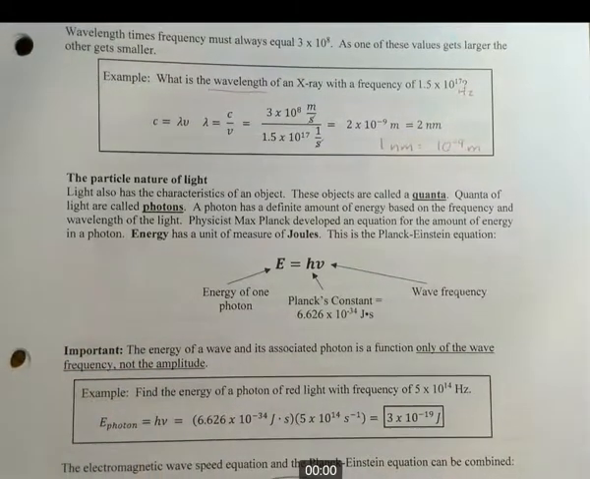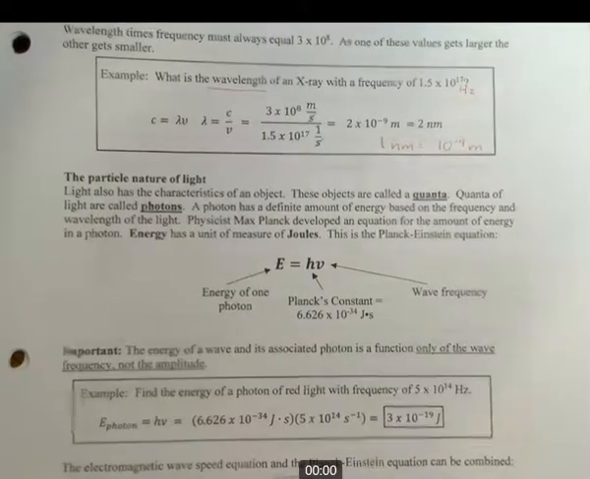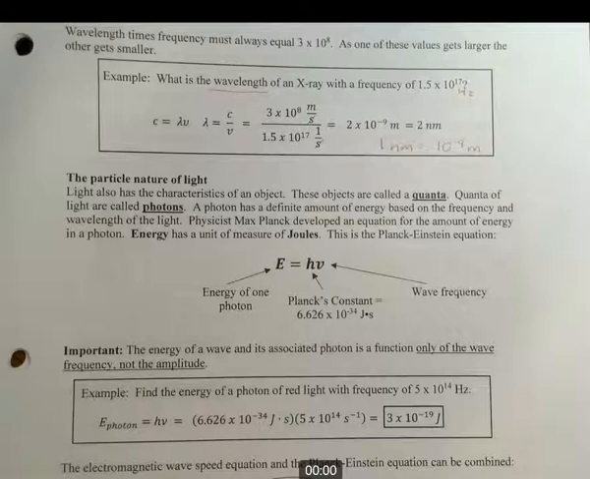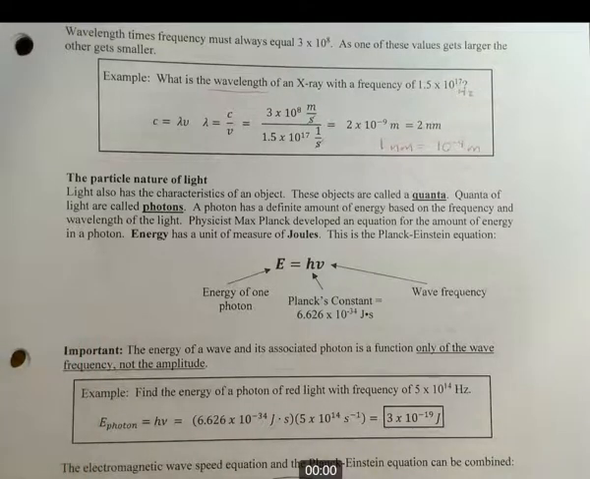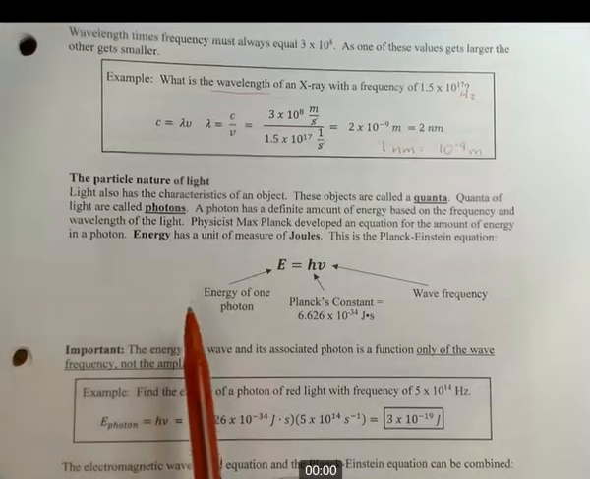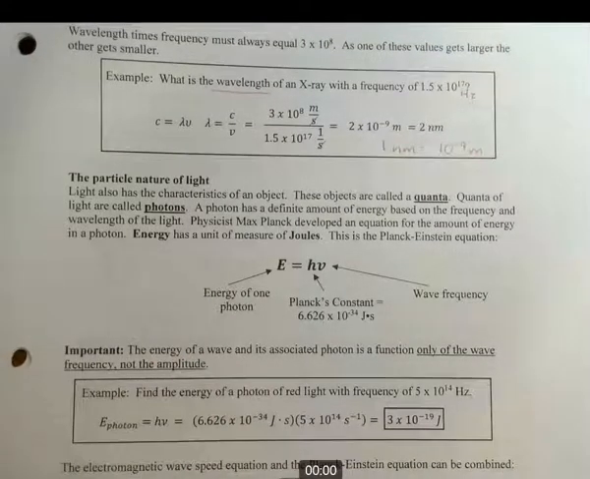Okay, all right. Now we get into the thing that you may not have learned in physics class if you took regular physics. Maybe in advanced you did, or AP you definitely get into this. Or maybe not so much, because this has really become an AP Chem topic. Okay, so particle nature of light. Light also has the characteristic of an object, and these objects are called quanta. Quanta of light specifically are called photons. It's basically a discrete packet of light.